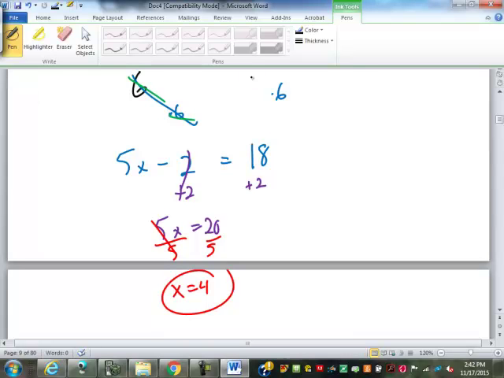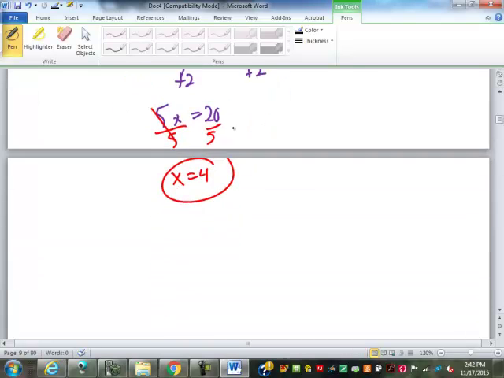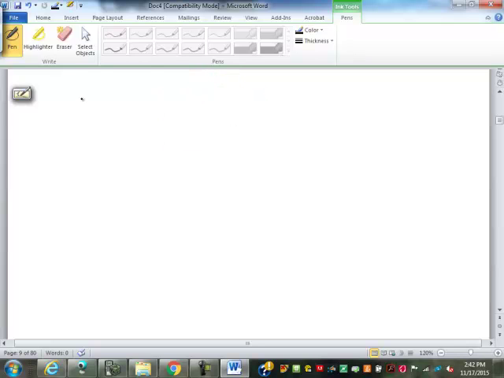Yeah, whatever it is, you're going to multiply by to get rid of it. So if we have 7x plus 3 over 5 equals 9, give that one a shot in your notes. See what you can do.